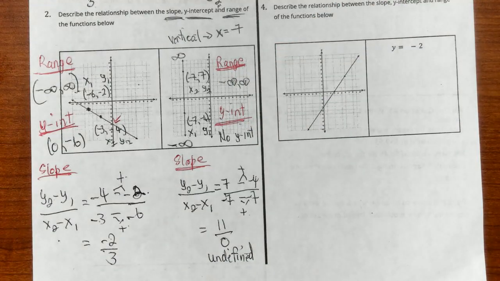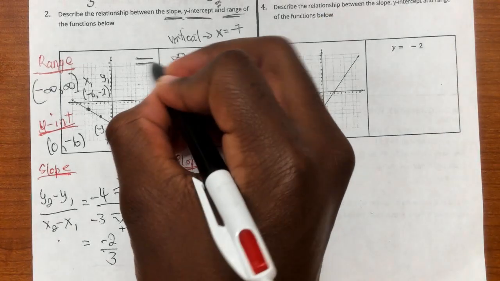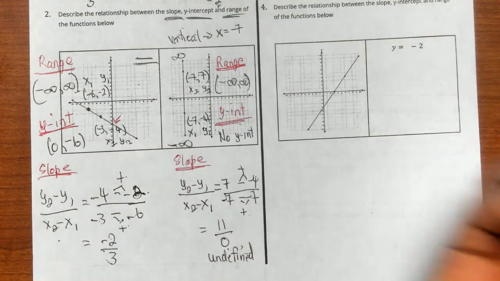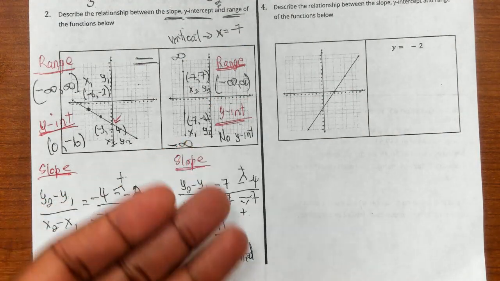Okay, so now let's try the next one. Oh no, sorry, let's compare them. So they have equal ranges. The y-intercept we can't talk about, and same for the slope, we can't talk about it. This doesn't have a y-intercept nor a slope.